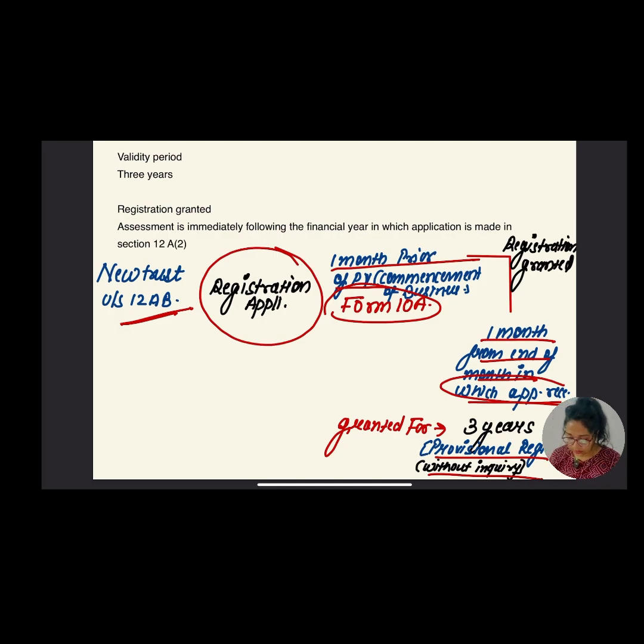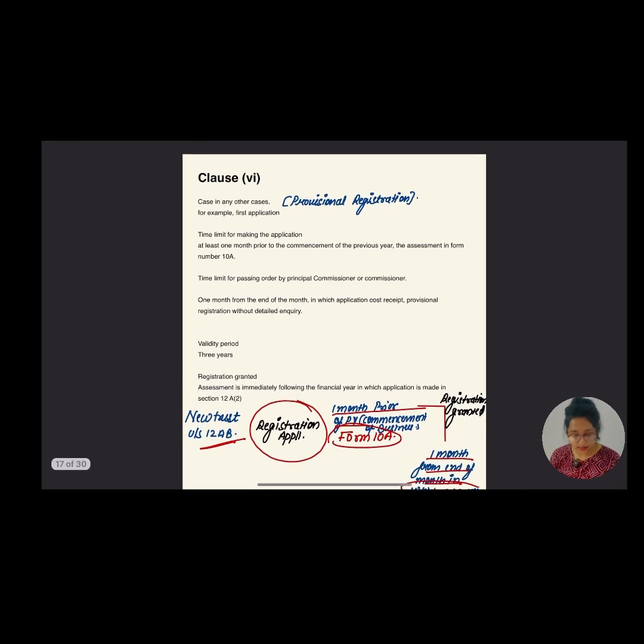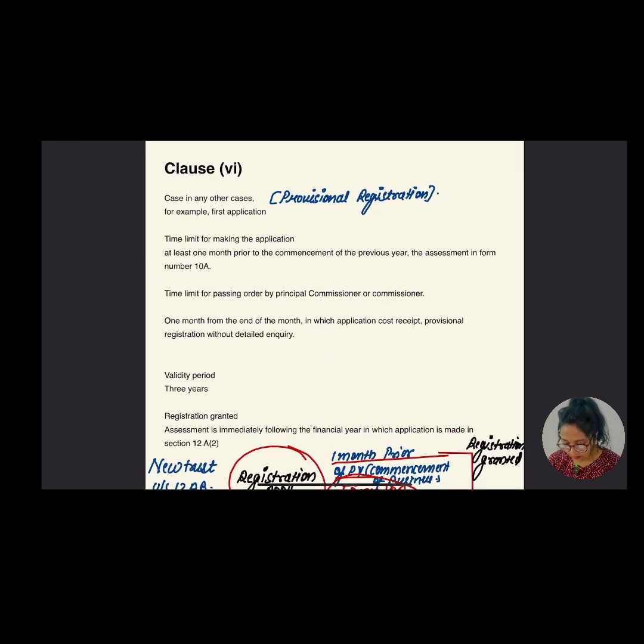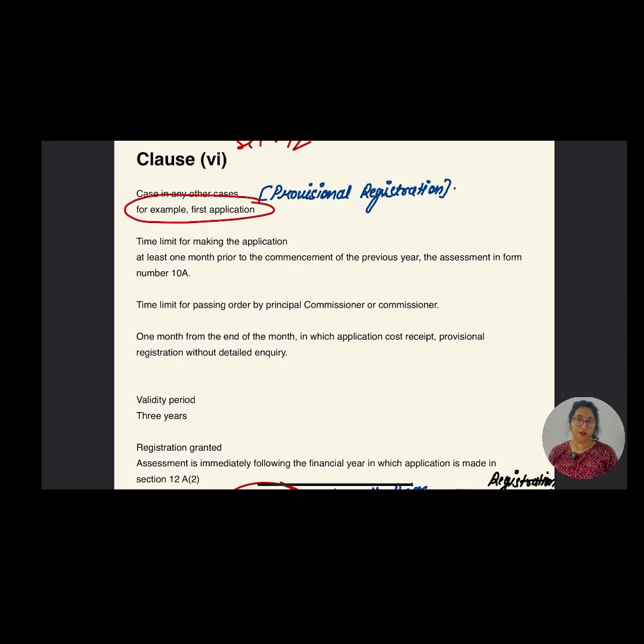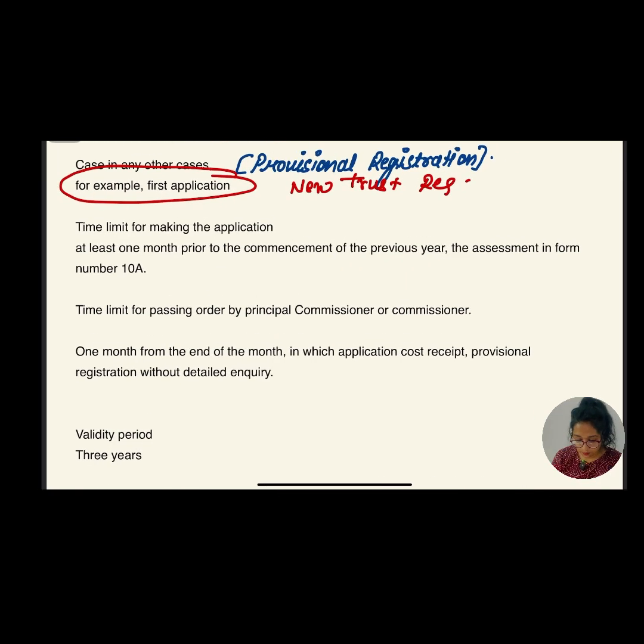So let's go to the law. Section 12 clause 6 talks about provisional registration, for example the first application. They are talking about new trust registration. Time limit for making the application is at least 1 month prior to the commencement of the previous year.